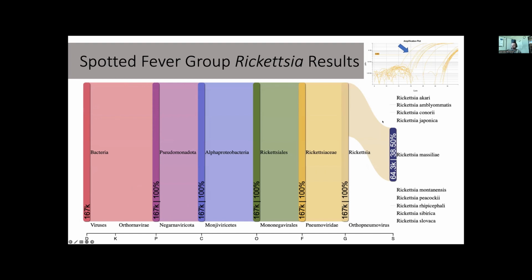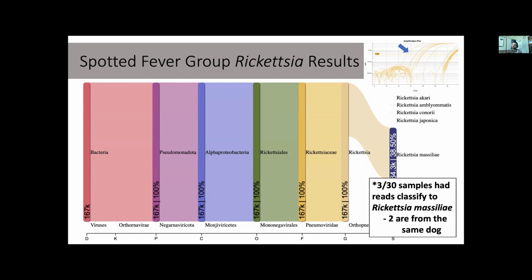And we got 100% of those classified to Rickettsia, but we also got a species classification where 38.5% of those were Rickettsia montanensis, a spotted fever group Rickettsia. And if we look at this same sample on our pan-Rickettsia amplification plot, this was our highest concentrated sample, where it had the lowest cycle threshold value. So it crossed very early on in that PCR cycling.